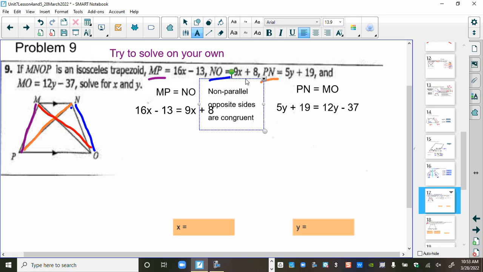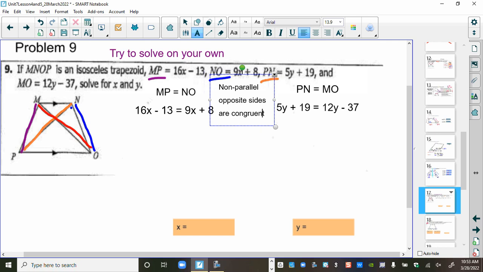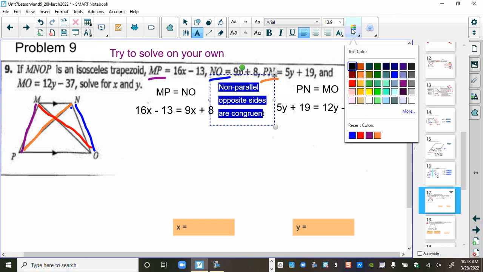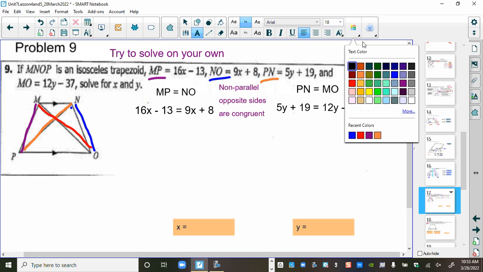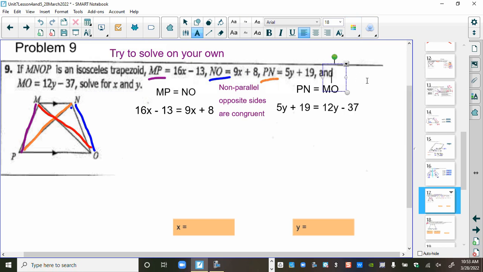And then also, what about the diagonals? What do we know about the diagonals? The diagonals are also what? Diagonals are just like the non-parallel opposite sides. The diagonals are also congruent.